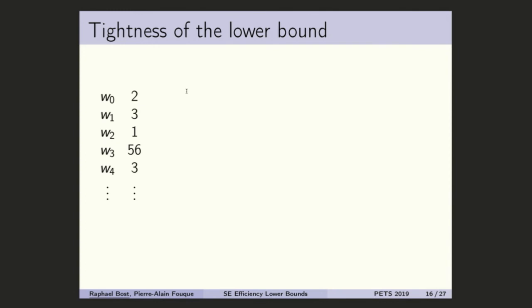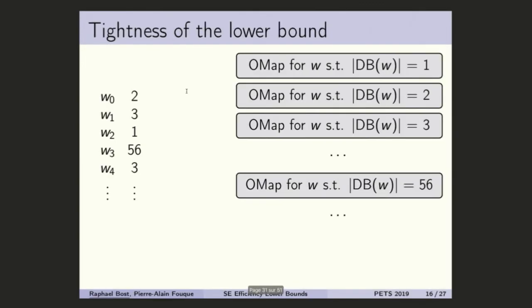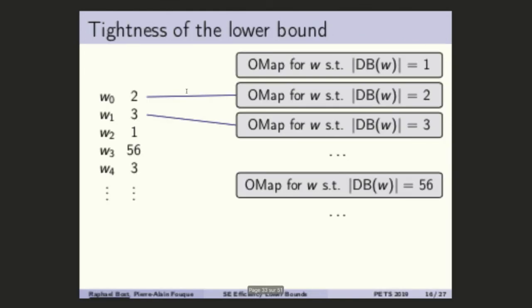Suppose we have a few keywords. So W0 has 2 matches, W1 has 3 matches, and so on. What we're going to do is to create oblivious maps. You can consider this as oblivious dictionaries with oblivious accesses. Each map is going to store keywords with a specific number of matches. So the first map is going to store keywords with one match, the second one with 2 matches, and so on. This is exactly what we're going to do.